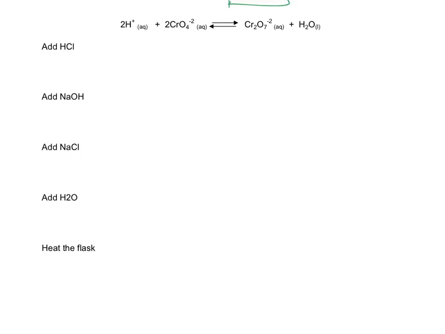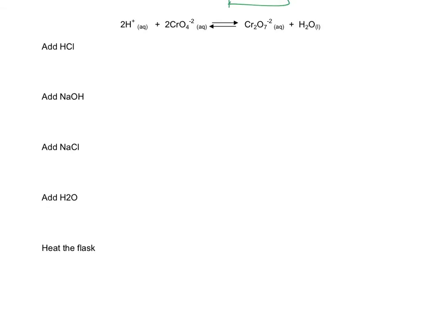Let's look at the next reaction. We have 2H plus 2CrO4 minus yields Cr2O7 minus plus H2O. This one's a little bit trickier than the other ones. It's not as straightforward. So let's look at it here. The first thing, we're going to add HCl. Now, if we look at our reaction, there is no HCl. So at first glance, you think, well, then it's not going to change anything, but it will.